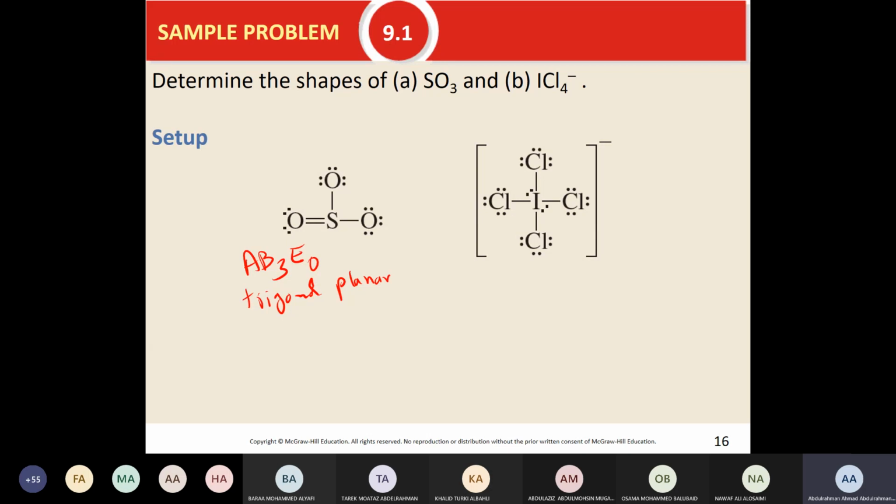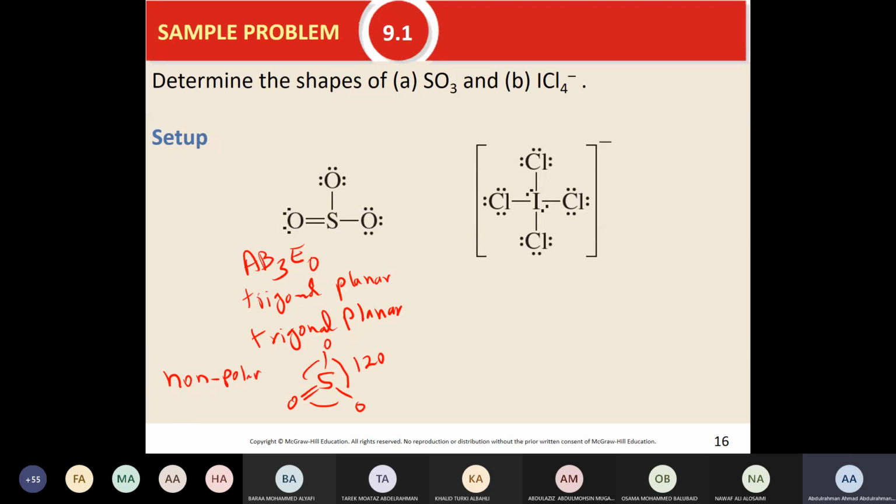What's the molecular shape? Same, trigonal planar. This is O, O, O. What will be the angle here? 120. Is this going to be polar or non-polar? Non-polar. Fantastic.